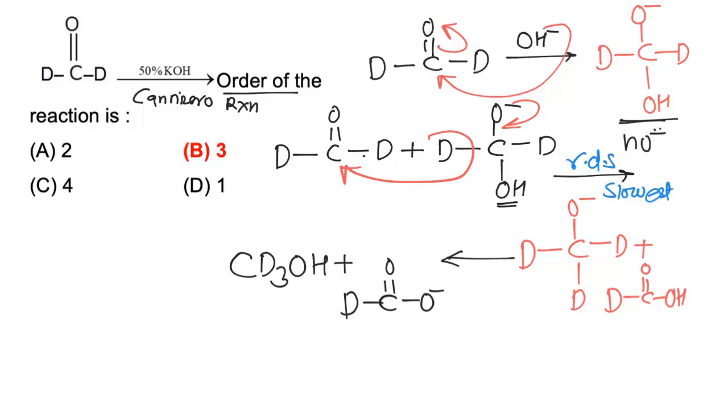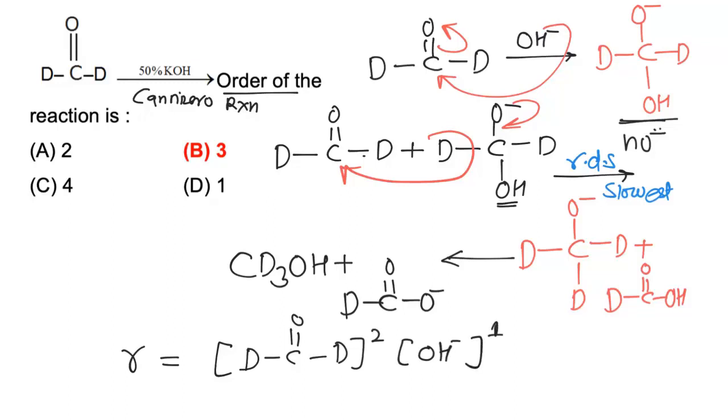Now this ion is formed from one equivalent of aldehyde and one equivalent of OH. So ultimately in the rate determining step, two equivalents of aldehyde and one equivalent of nucleophile OH negative are involved. So the order of reaction is 2 with respect to electrophile DCOD, 2 with respect to aldehyde, and 1 with respect to OH negative or nucleophile. So the overall order of reaction is 3, and hence the correct answer is B.